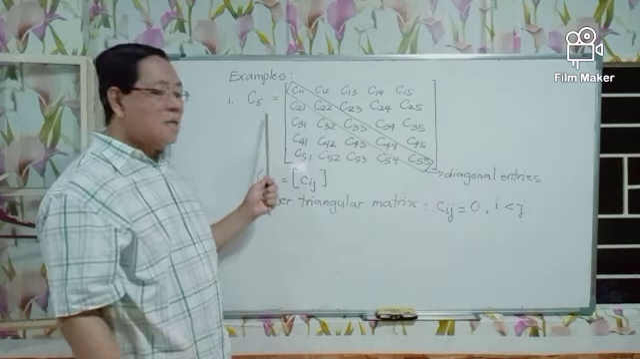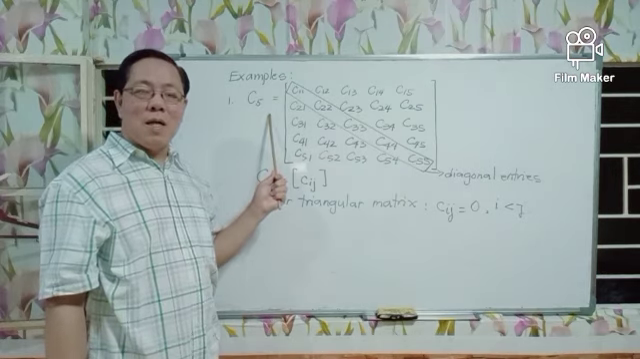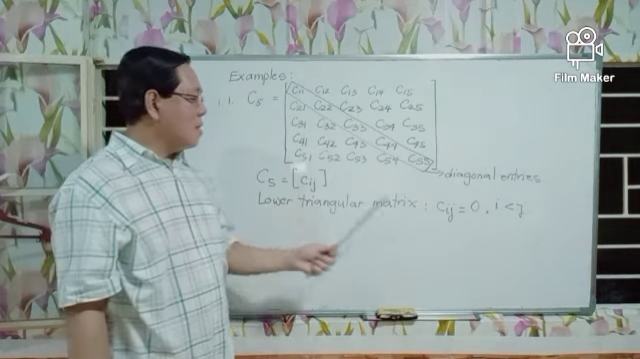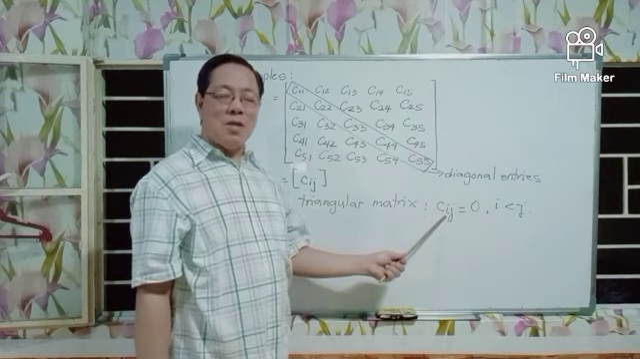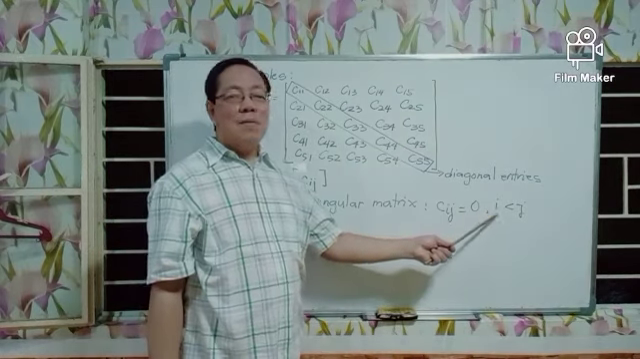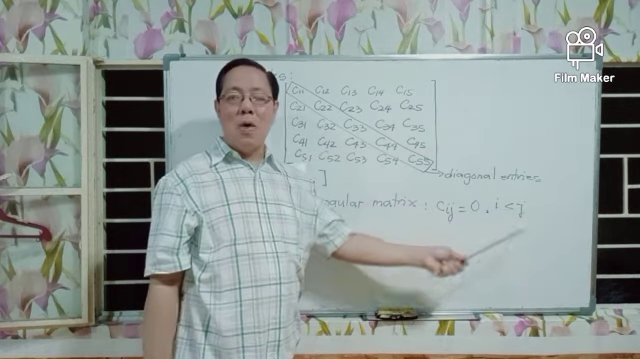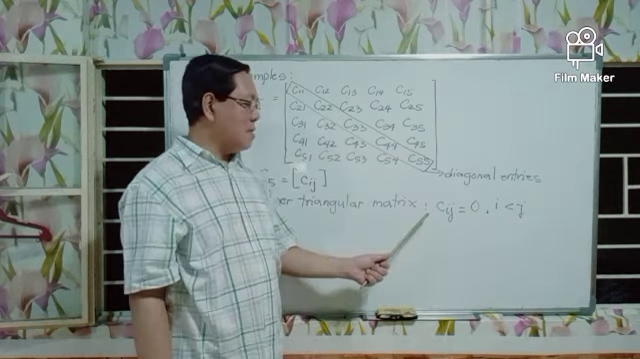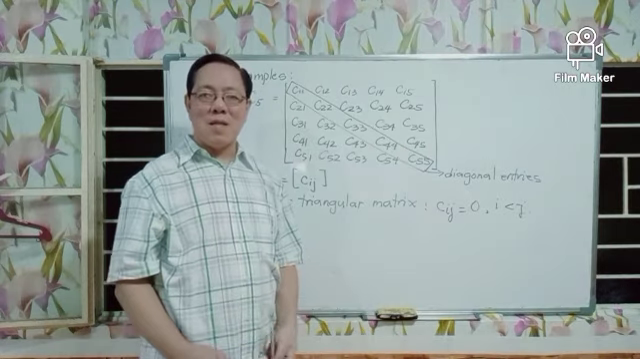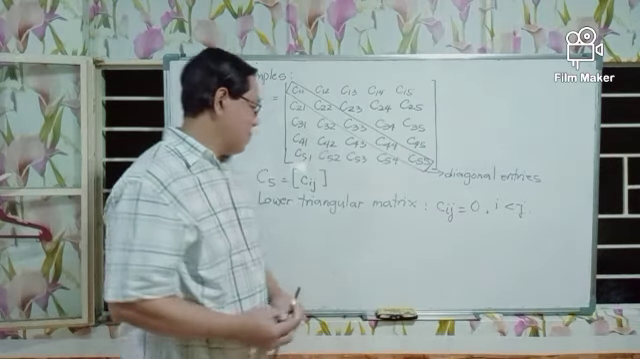And this matrix C5 is called an upper triangular matrix if the entries c sub ij are 0, where the row number is greater than the column number of the entry c sub ij of the matrix C5.